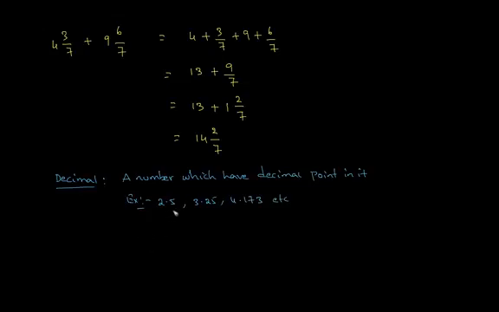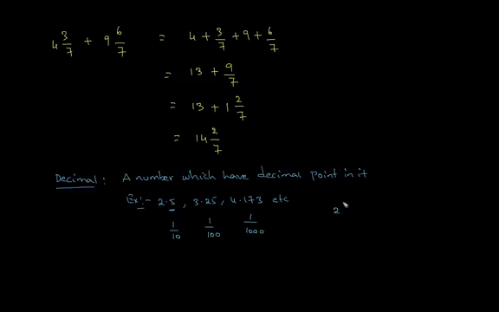This 2.5, after the point, if we have a single digit, then it is called 1/10. After the decimal point, if we have two numbers, then it is 1/100th, right? After the decimal point, if you have three numbers, then you have 1 by 1000, three zeros. So when the decimal places increase, the number of zeros increases, remember, right?